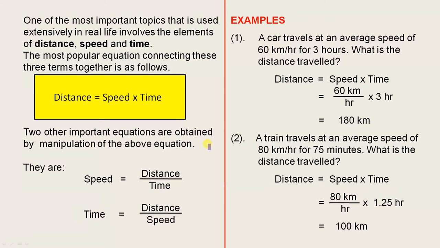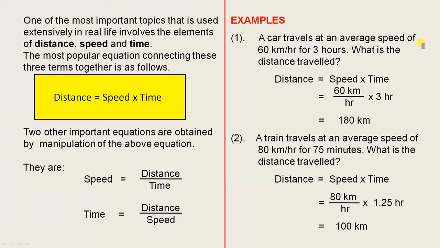Two other important equations are obtained by manipulation of the above equation. They are speed equals distance over time and time equals distance over speed. Let's have a look at some examples to see how these equations work.